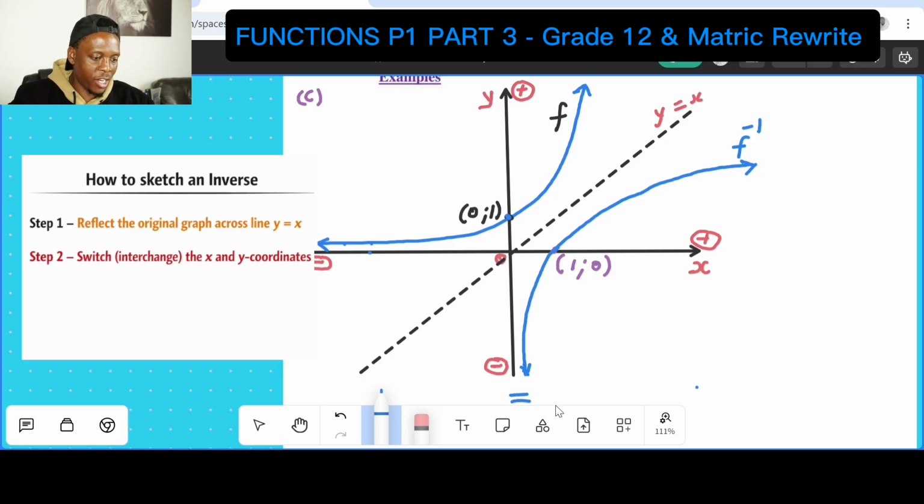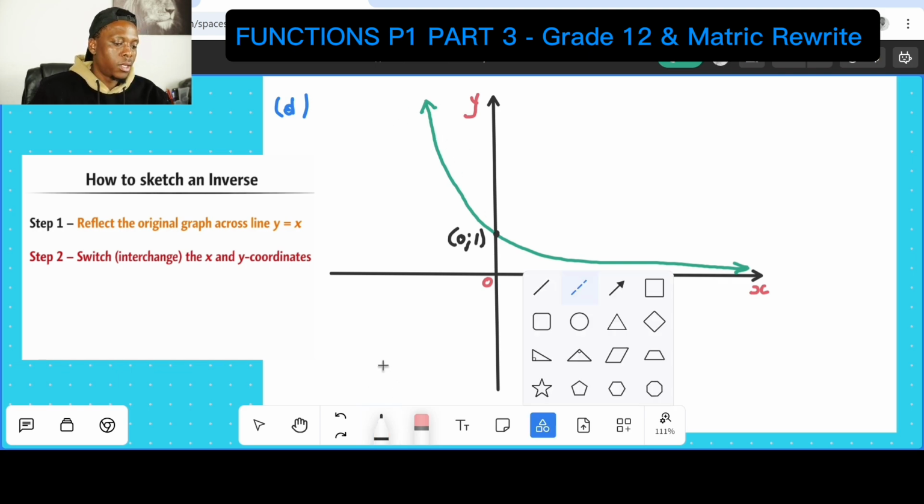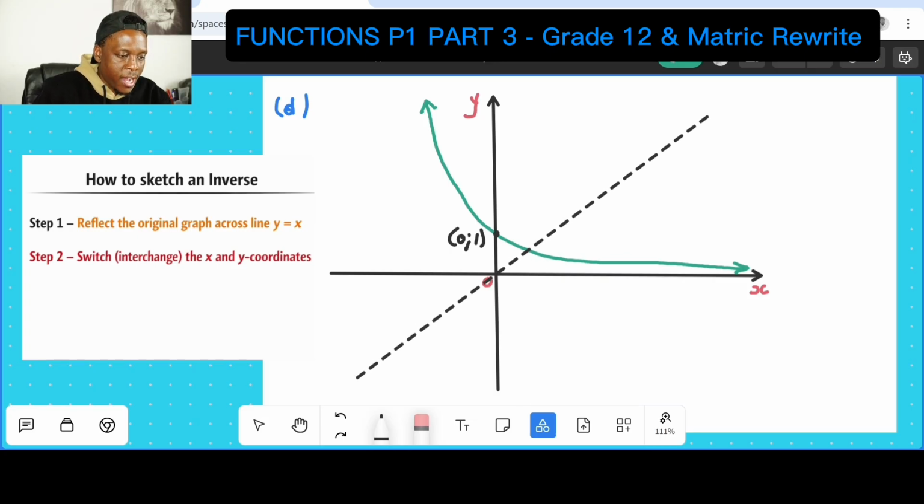And checkmate. Another one. Pause the video, try to sketch this decreasing exponential function. The graph is called h. We are going to sketch the inverse of h, and we're going to make sure it's reflecting across line y is x. Let's analyze the original graph.